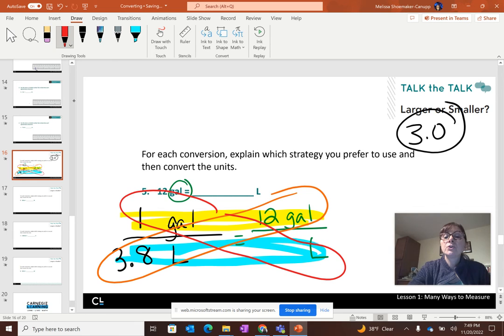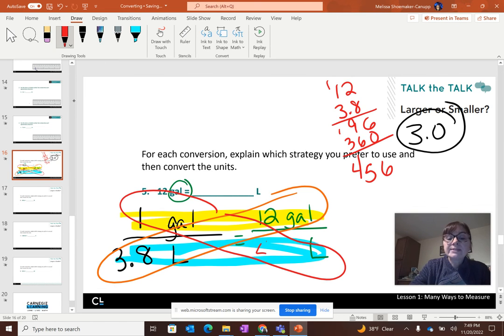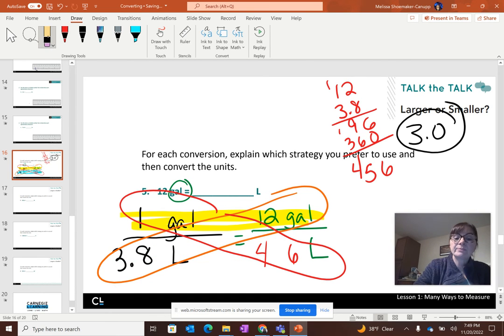Okay, so you can use a calculator, but I'm just going to quickly work this as I listen to my kitty be weird. So that's 45.6 liters. Let me write that a little bit better. 45.6 liters. Okay, just like we were doing.